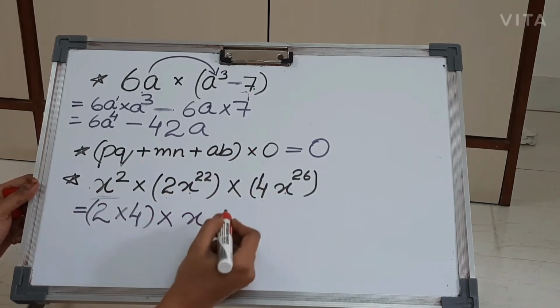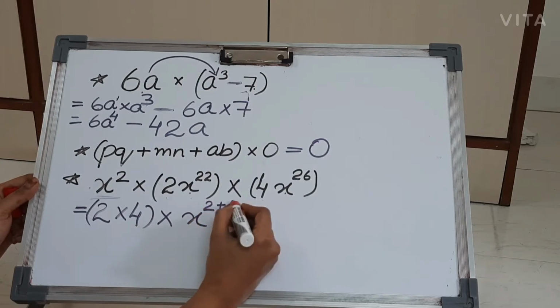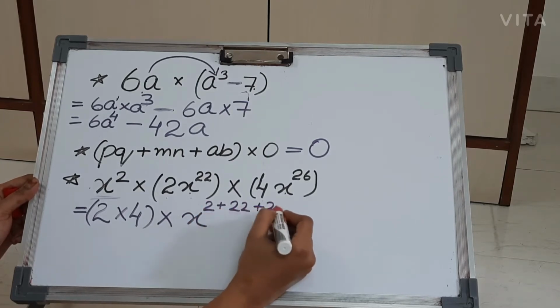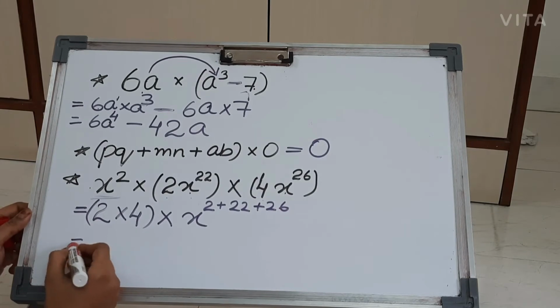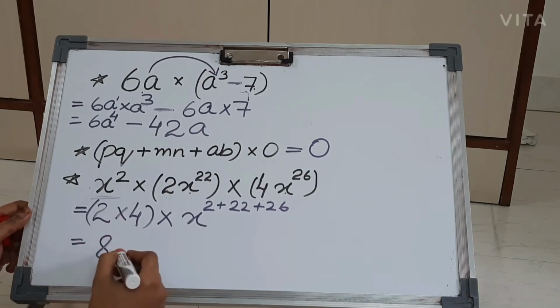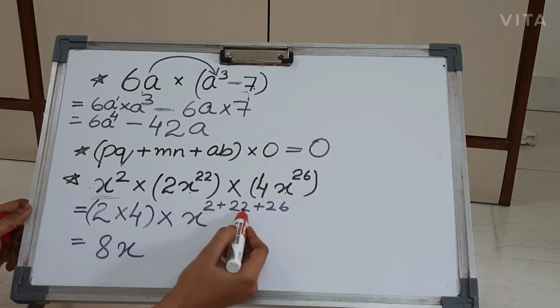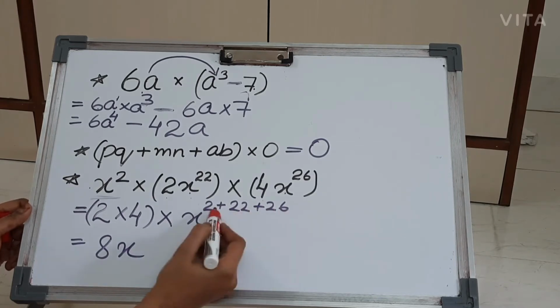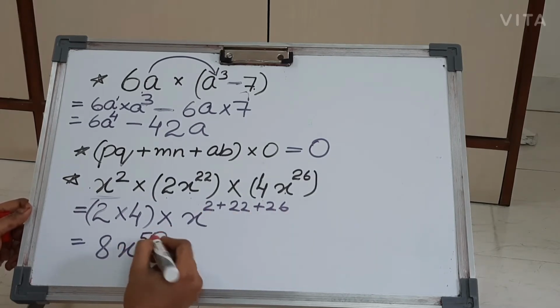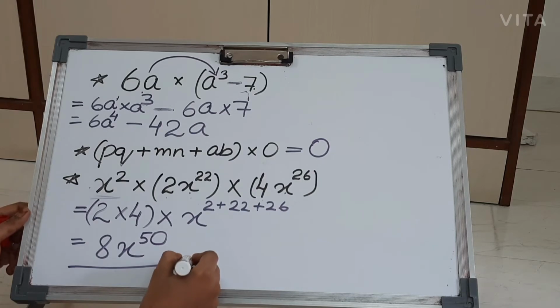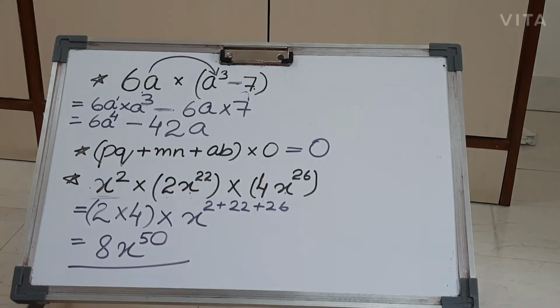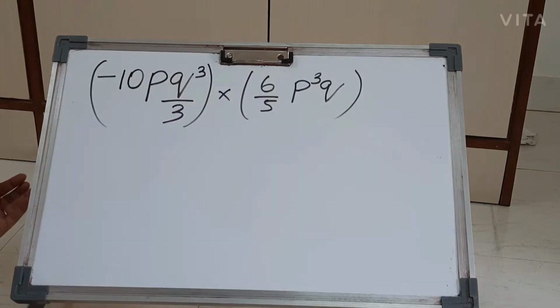So we will just add the powers. 2 plus 22 plus 26. So the answer will be 2 4s are 8. X to the power, when we add this, we get 50. So 8 to the power 8 into x to the power 50 is the answer for this type of question. Now coming towards the next type.